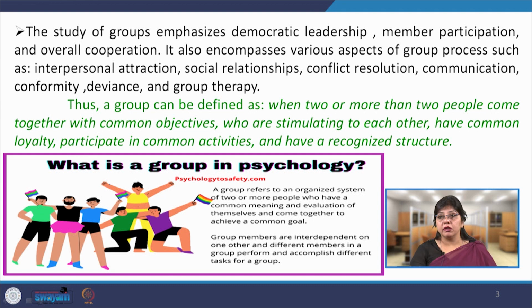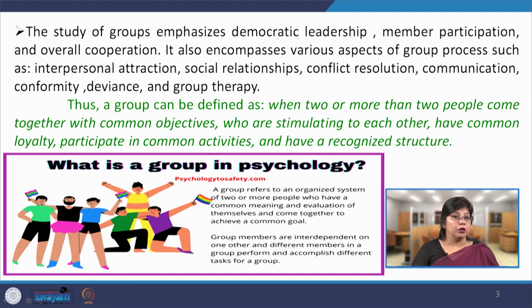These processes, social relationships, interrelationships, conflict and resolution, communication, conformity, cooperation, competition, deviance, and group therapy, are the natural courses of behavioral patterns which evolve in any group, and how these processes are executed or resolved at every point of time makes the group highly functional and effective. Therefore, a group can be defined as two or more people who come together with common objectives, who stimulate each other, have common loyalty, participate in common activities, and have a recognized structure. If the group is not structured, then the group process cannot be streamlined. Group process here means that if any conflict has evolved in a group, how it will be resolved. If any discriminatory attitude has been formed by some members, how those discriminatory behaviors will be lowered within the group, which will all affect the functionality of the group and its members.